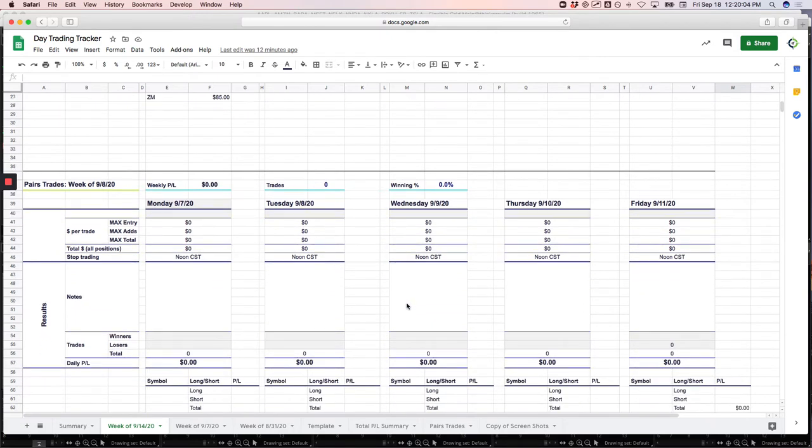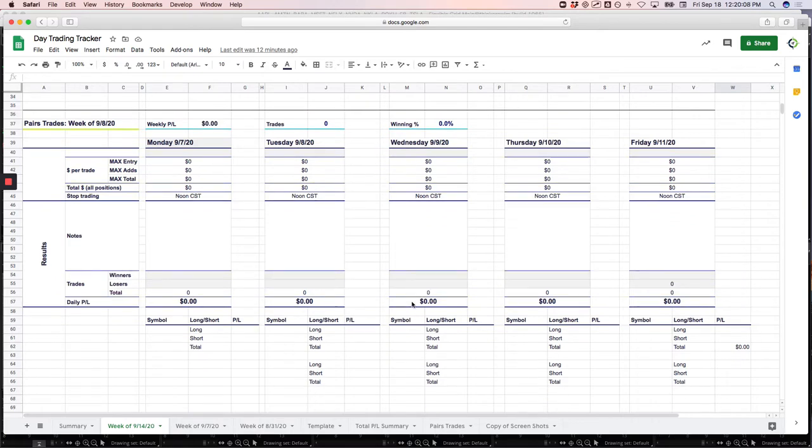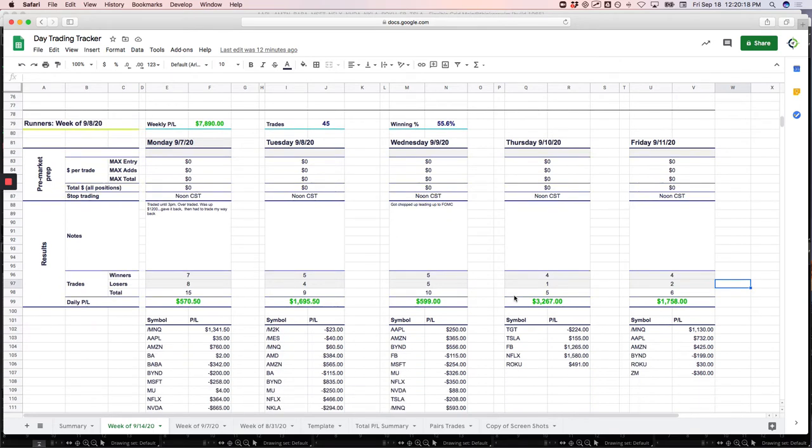You know, when the market's moving like it is, I'm not really excited about getting involved in a lot of pairs trades. Pairs trades are great when there's nothing going on in the market and they become a really valuable trade, but I didn't even take any this week. But the big winners were the runners.